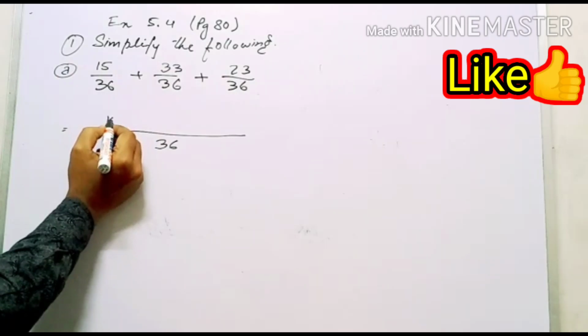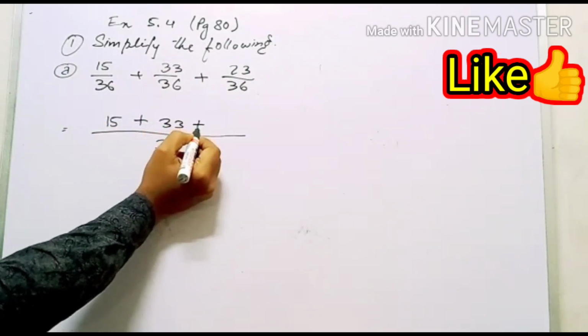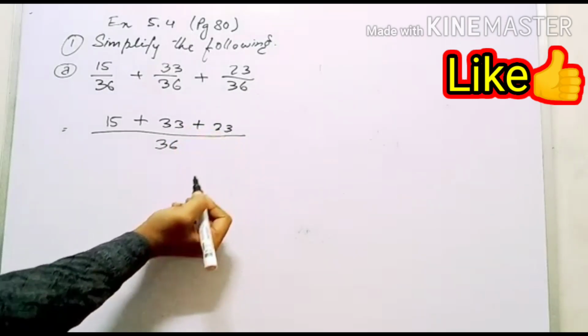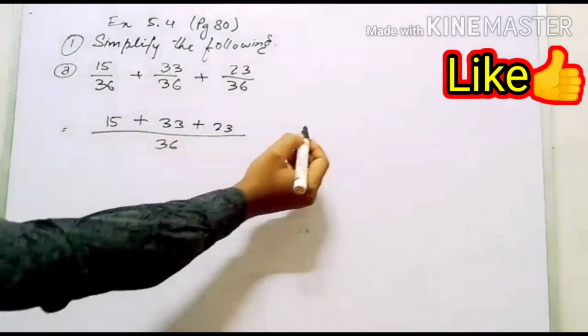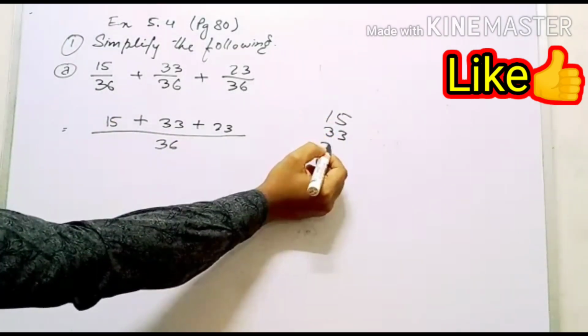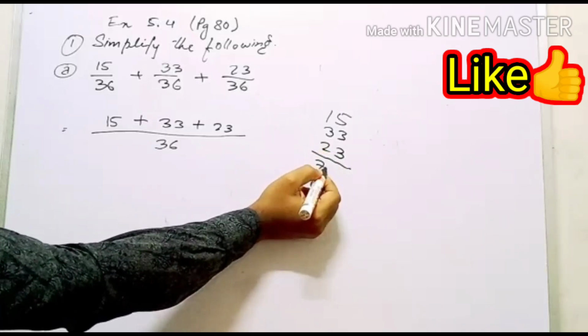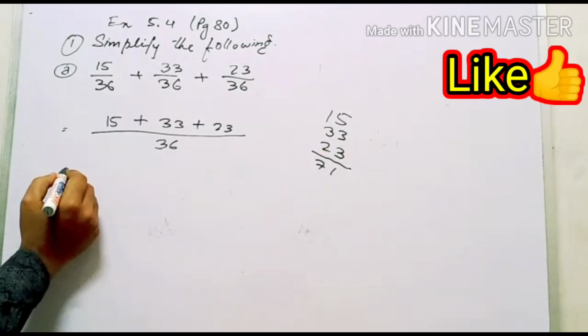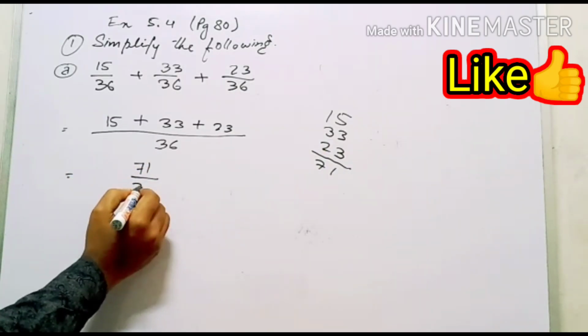like here is 15, 33, 23. Okay, now add these three numbers. If you add 15, 33, 23, what do we get? We get 71. So right here 71 by 36.